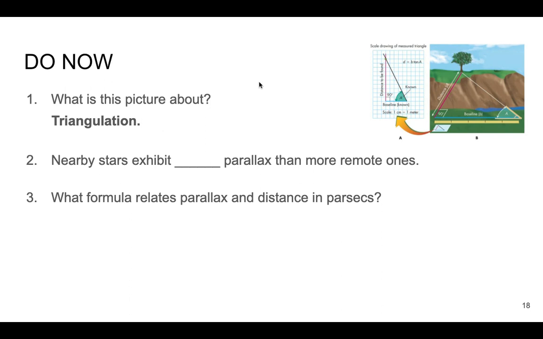So do nearby stars exhibit more or less parallax than more remote ones? Nearby stars will exhibit more parallax. The closer you are, the more parallax you see. However, even for the most nearby stars, the parallax is still really, really tiny. Arc seconds are tiny, tiny angles. They're really hard to measure. It wasn't until 1830 that we were able to measure those angles well enough to actually find the distance to stars using parallax. So what is the formula that relates parallax and distance in parsecs?